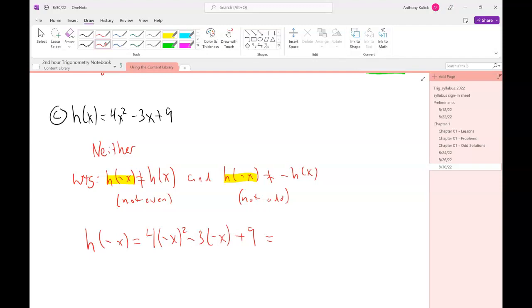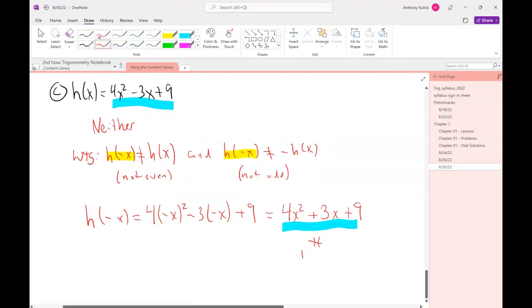Okay, negative x squared. What do I get when I simplify that? x squared, right? So that just becomes 4x squared to start. Negative 3 times negative x is plus 3x. And then the plus 9 just stays the way it is. If I look at this and compare it to h of x, are they the same? Nope. So that's not equal to h of x, so I know it's not even. And then let's keep going.